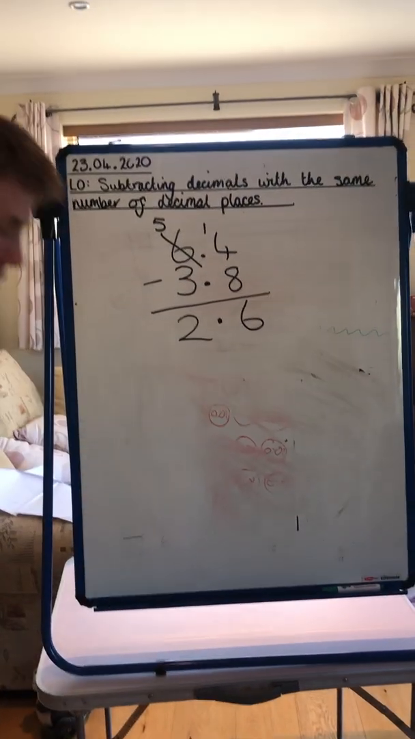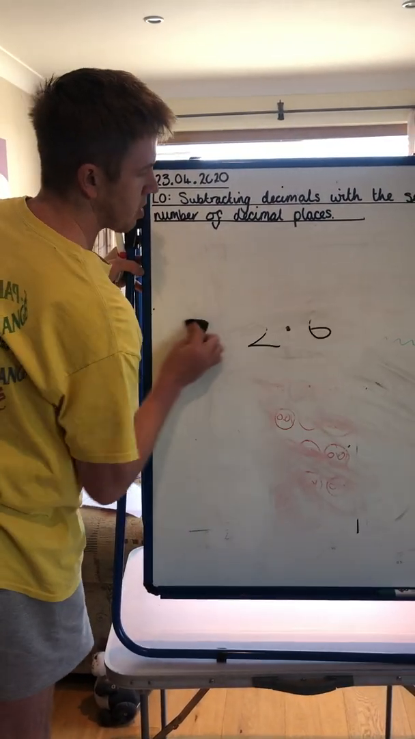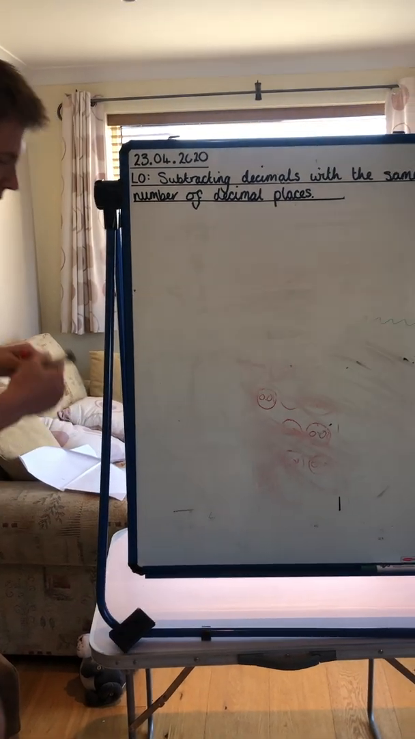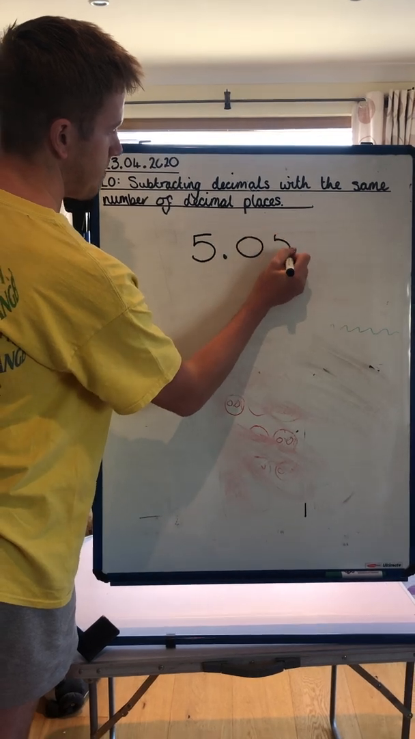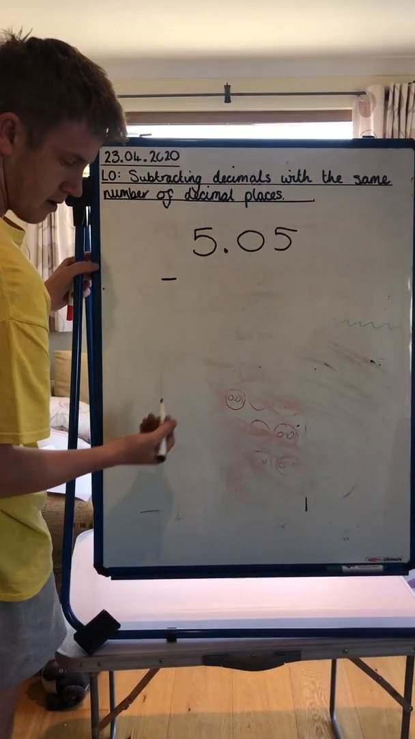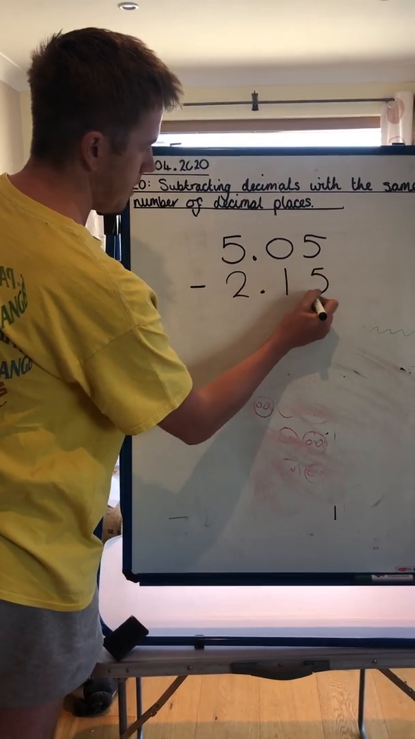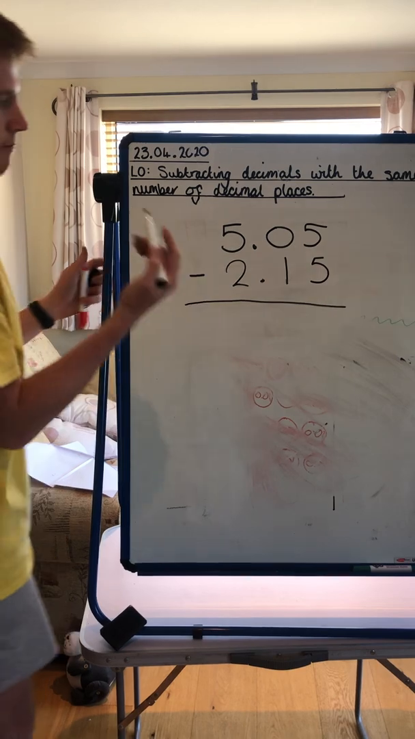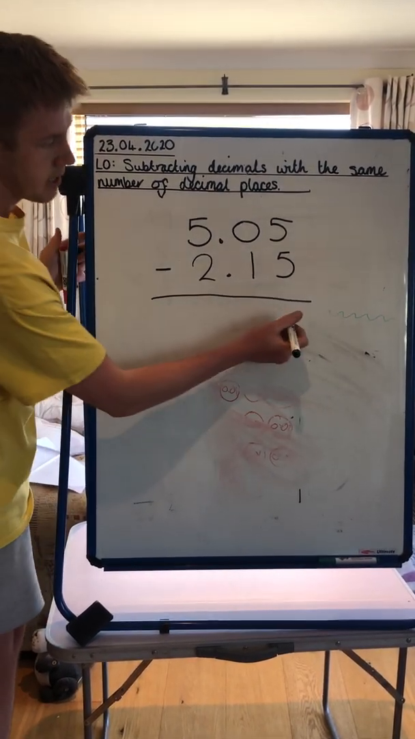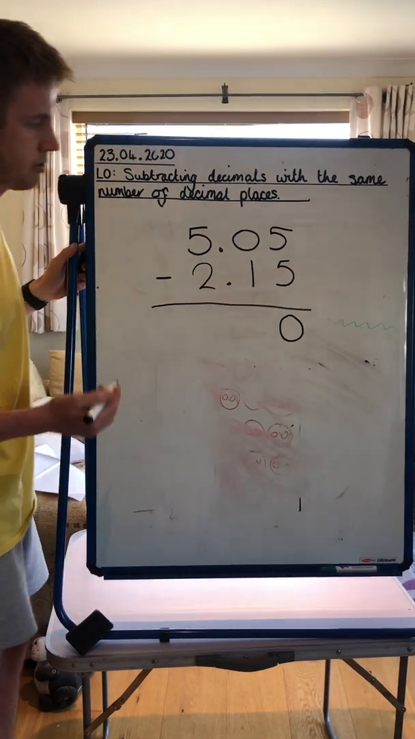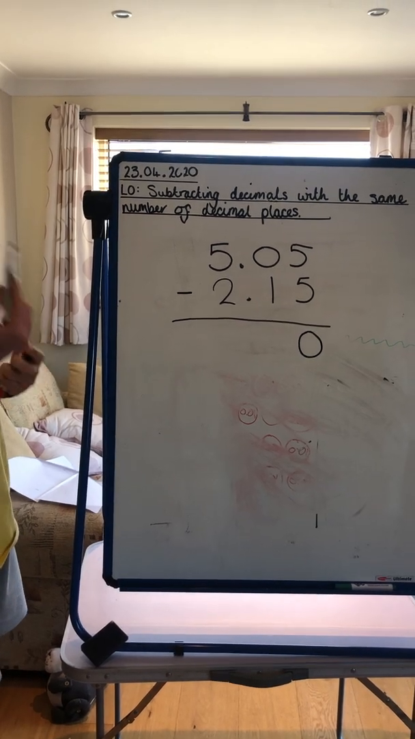Now, we're going to go through one more question with this, okay? Just because it can be quite tricky using the column method, okay? So, our question is going to be 5.05 take away 2.15, okay. Now, 5 hundredths take away 5 hundredths is 0 hundredths, so I'm not going to have any hundredths, okay? Now, 0 tenths take away 1 tenth. I can't do that, can I?